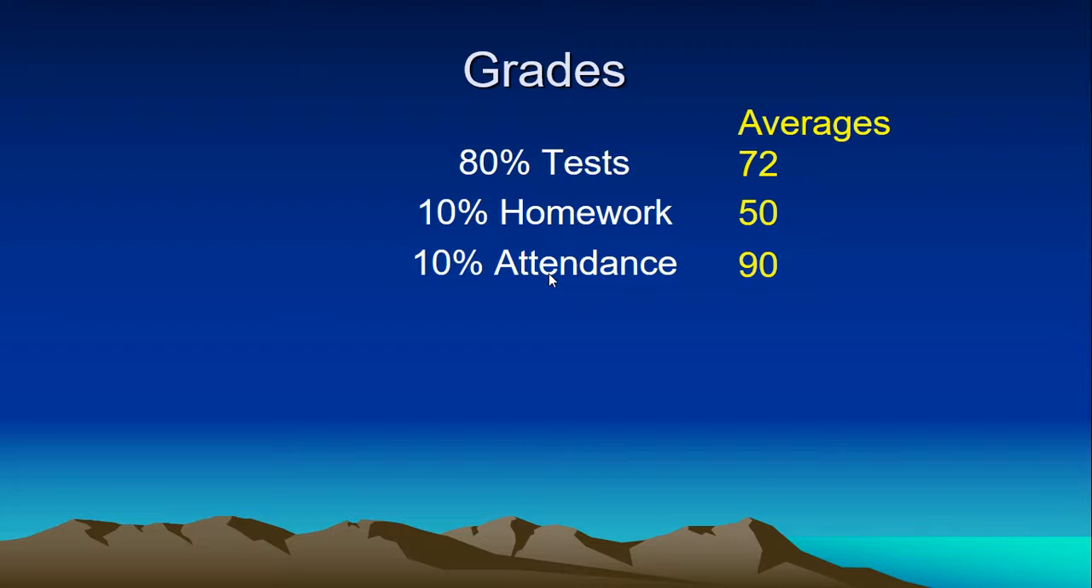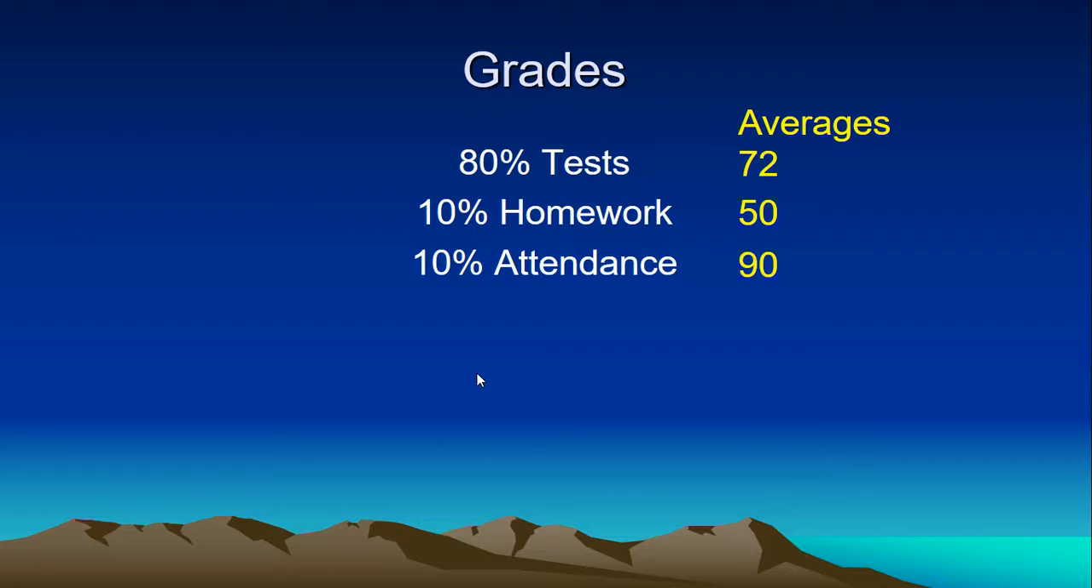But before you do that, you can have a rough idea of what your grade will be. For instance, if 80% of your grade is going to be due to tests, odds are that your final grade is going to be around 72 because most of the grade is coming from here. It's going to be closer to 72 than it will be to 50. It'll be closer to 72 than it will be to 90. So let's do a weighted average.